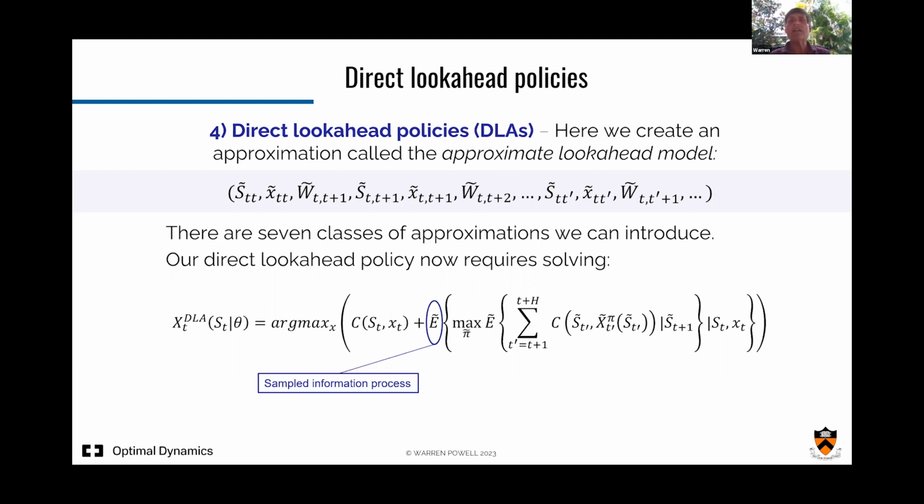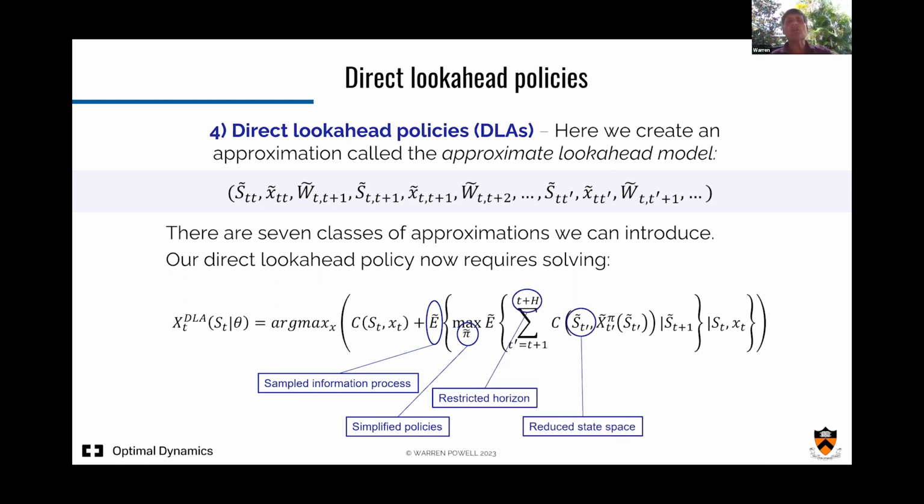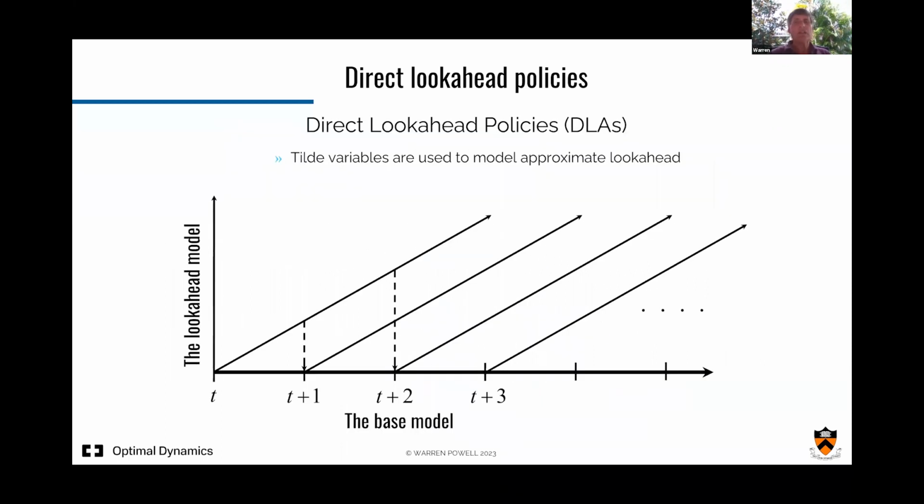Now, I have all kinds of ways to approximate. I can approximate the exogenous information. I can use simplified policies. I can look at just a few time periods in the future. I can streamline the state variable. There's different tricks. So there's a lot I can do, and there's a lot of art here. But let's say I do myself a look-ahead policy that I can solve, and I look ahead and I solve it and I get a decision now, I implement it, look ahead, solve it, get a decision now, look ahead, solve it, get a decision now.